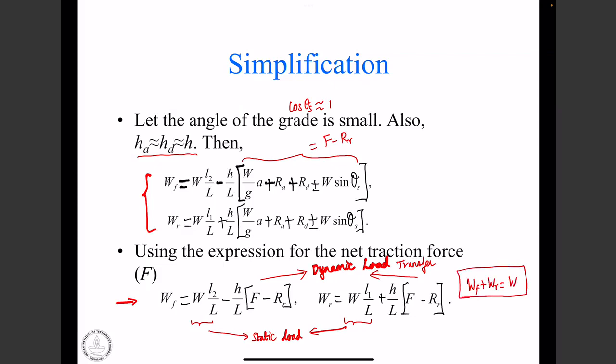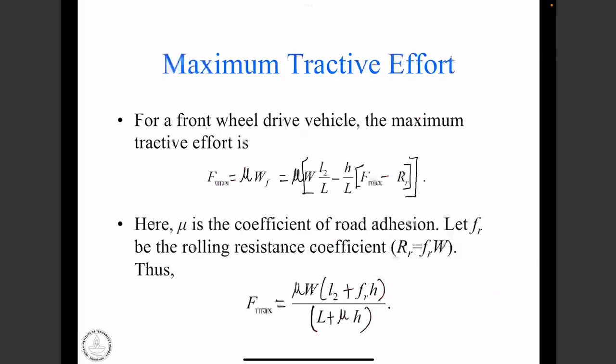Through this derivation, what we have done is that we have obtained expressions for the normal load on the front wheel and the normal load on the rear wheel, WF and WR. And we could observe that there is a longitudinal load transfer during acceleration, which takes place from the front wheels to the rear wheels. Those are important observations from this derivation.